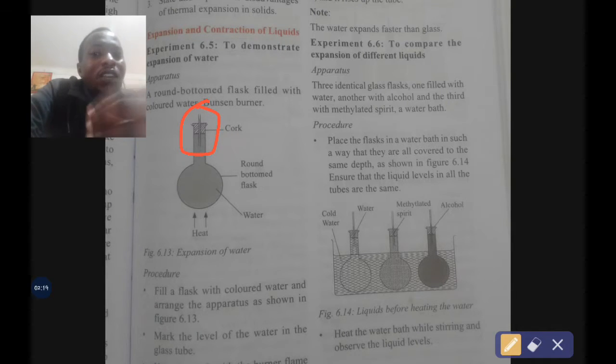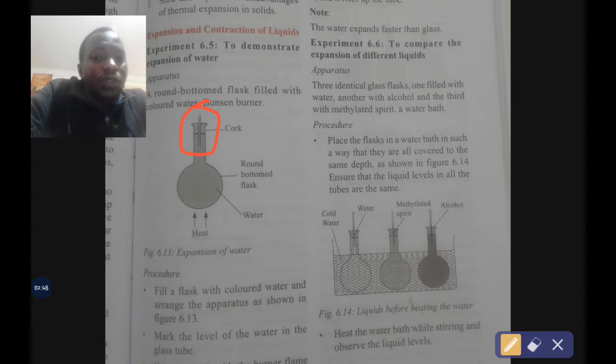So most liquids expand faster compared to solids. In that case, the reason why the level of water will start rising notably is because the water will be expanding faster than the glass material used to make the flask. So that is a demonstration that liquids also expand.